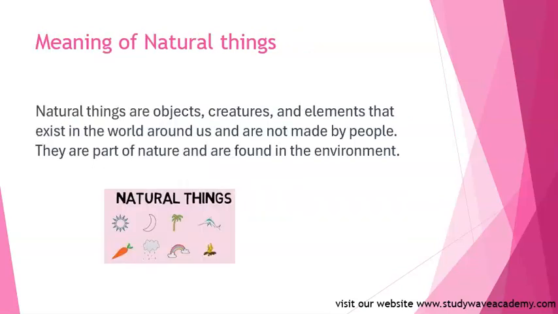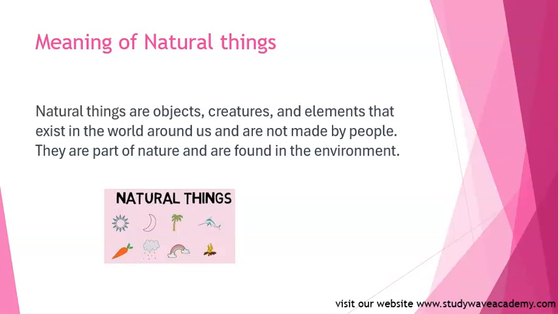So next we're going to be looking at the meaning of natural things. What do we mean by natural things? Natural things are objects, creatures, and elements that exist in the world around us and are not made by people. They are part of nature and are found in the environment. Natural things are found in nature and not made by humans, like rocks and plants, okay?